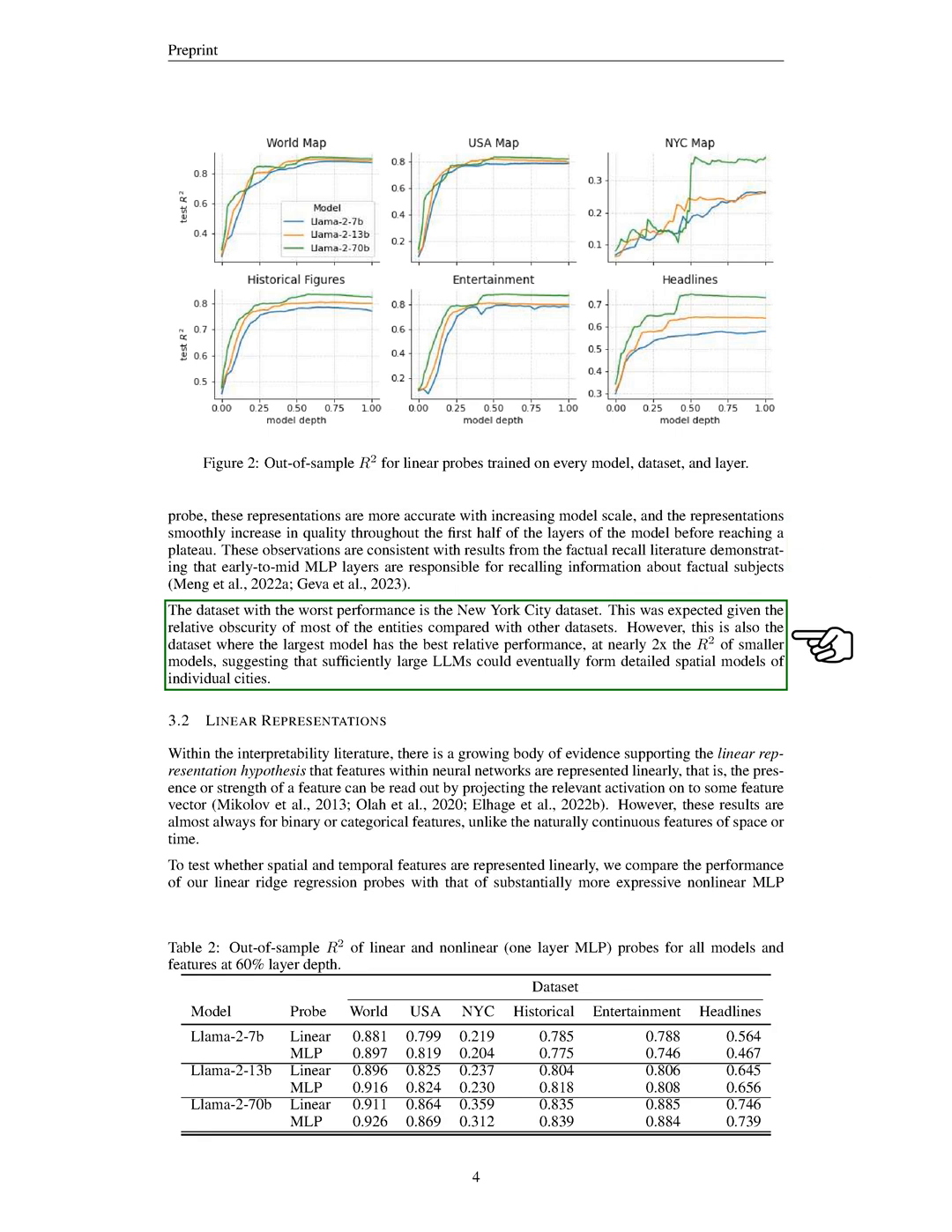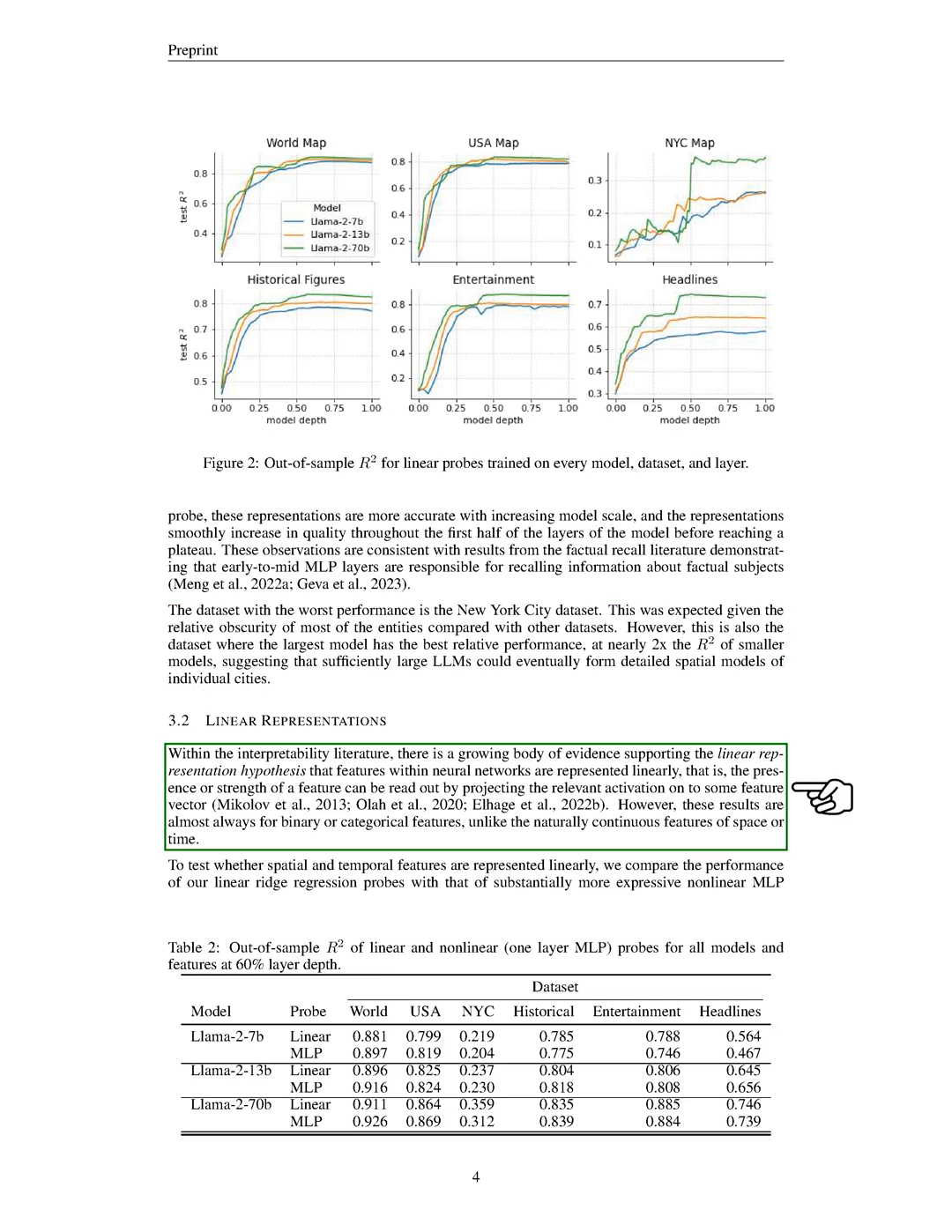The dataset with the worst performance was the New York City dataset, likely due to the relative obscurity of most of the entities compared with other datasets. However, the largest model performed best on this dataset, suggesting that large models could eventually form detailed spatial models of individual cities.